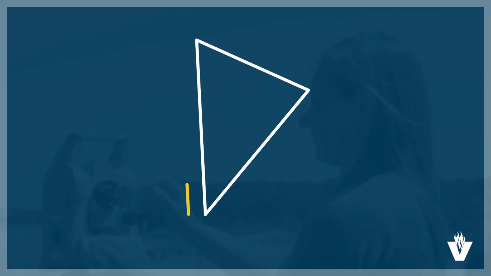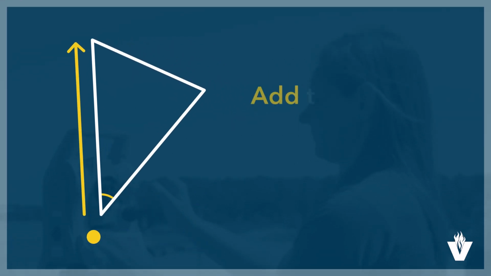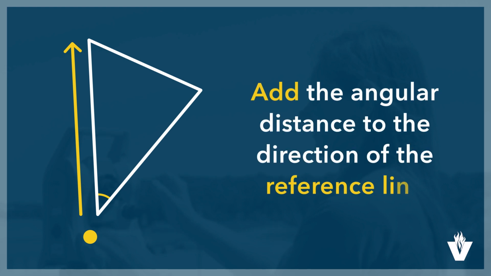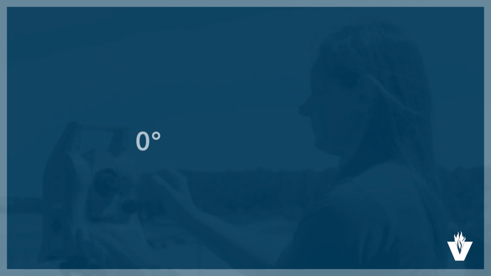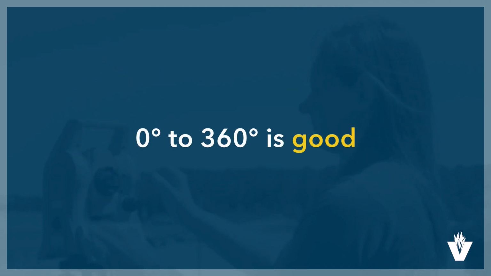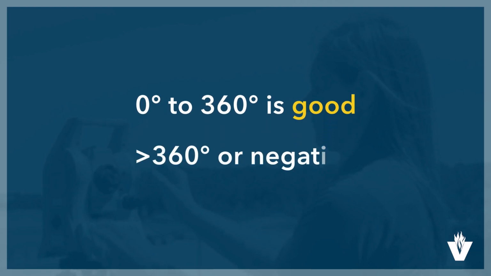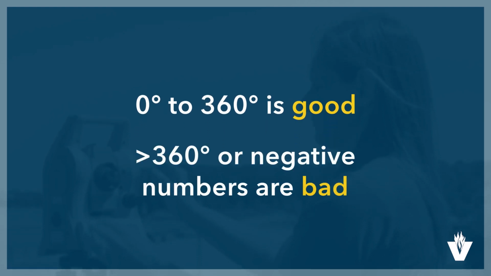We begin by looking back along the reference line. Make sure the line direction is pointing away from you. We then turn to the right and add the angular distance to the direction of the reference line. Make adjustments to the resulting direction, if necessary. Remember, 0 degrees to 360 degrees is good. Greater than 360 degrees or negative numbers are bad.